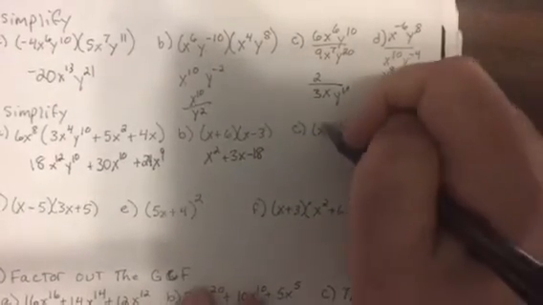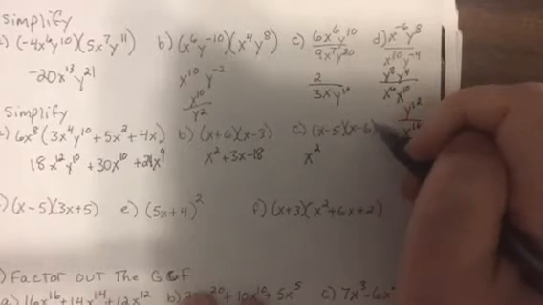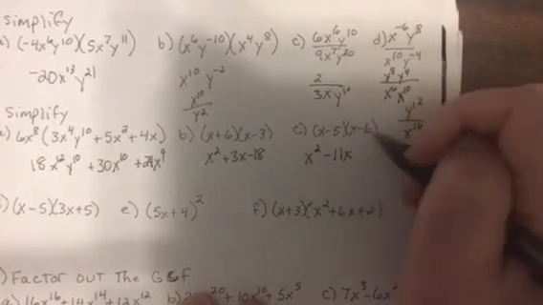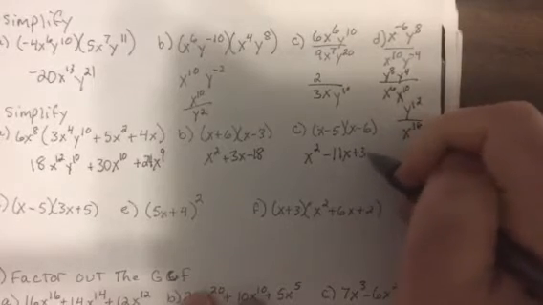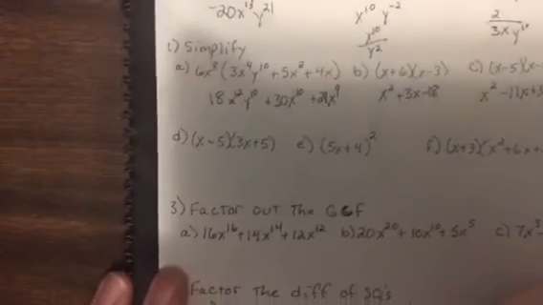Now FOIL. x and x is x squared, 6x minus 3x is 3x, and then 6 times negative 3 is minus 18. x and x is x squared, minus 5x minus 6x is minus 11x, and minus 5 times minus 6 is plus 30. Woohoo! Now, let's go back.